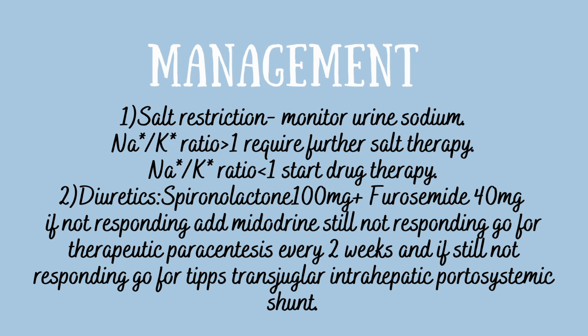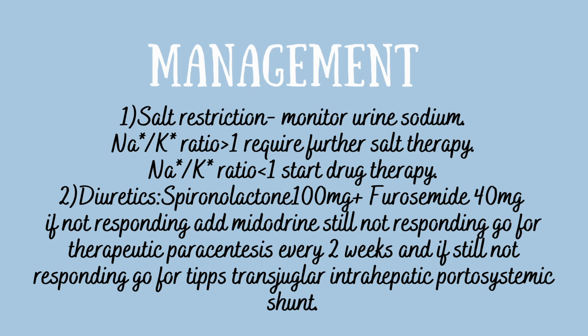What happens in TIPS? TIPS is transjugular intrahepatic portosystemic shunt. Shunting will be done at the later stages when the patient is not going to respond to drugs or paracentesis. Then you will go for TIPS. This is the management of ascites.